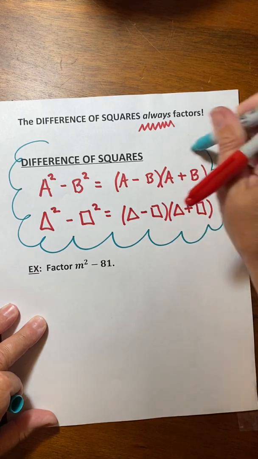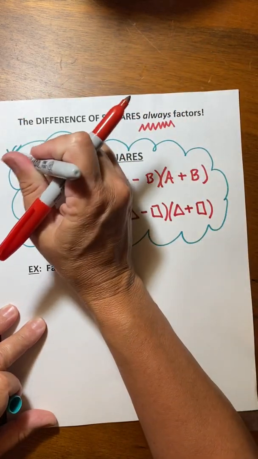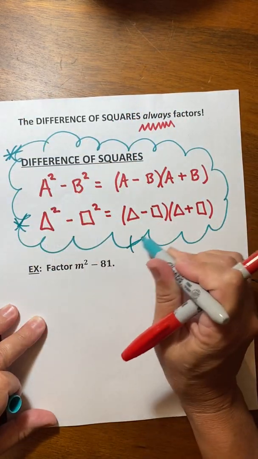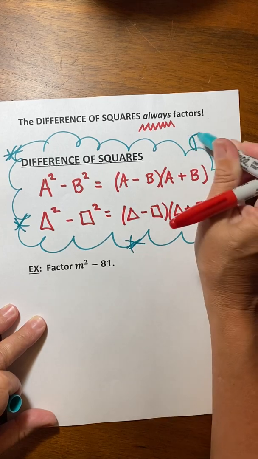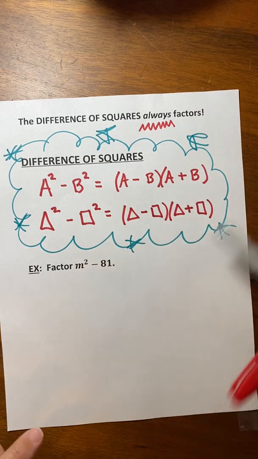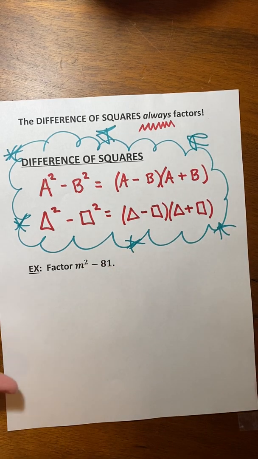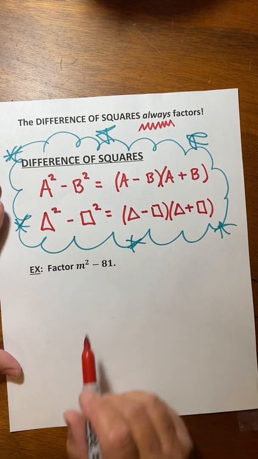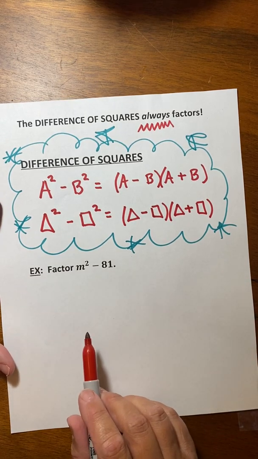You want to do enough of these that you can recognize the patterns and trust the factoring process. I call this my corny cloud with stars. If you see that, it's important and you really should focus and memorize that. All right, let's look at m squared minus 81.